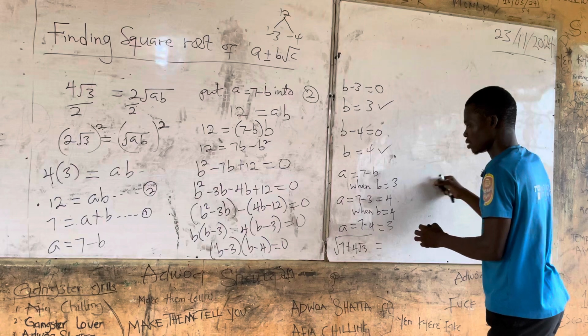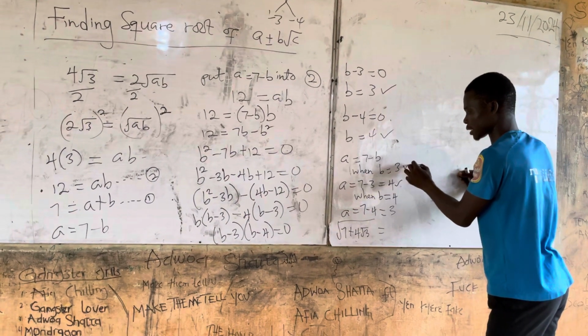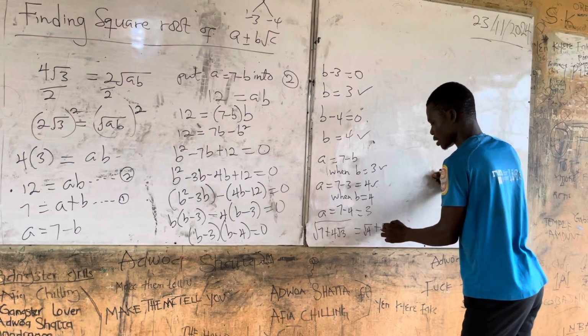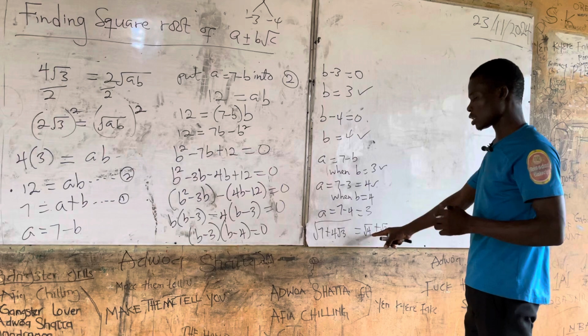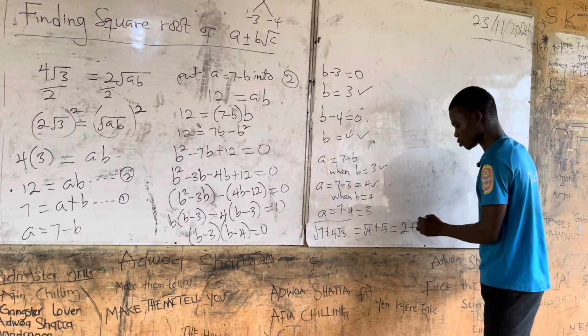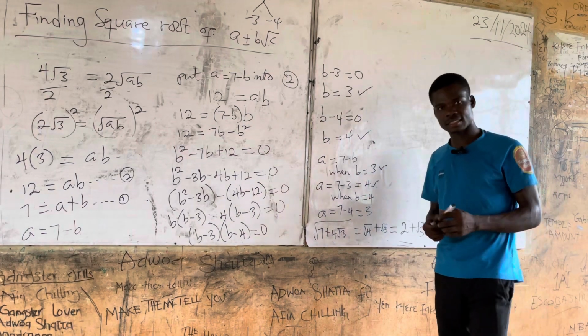plus root of b. So when a is 4, b is 3. So root of 4 plus root 3, as the identity goes, root a plus root b. And we are going to finally get 2 plus root of 3. And this will be the final answer.